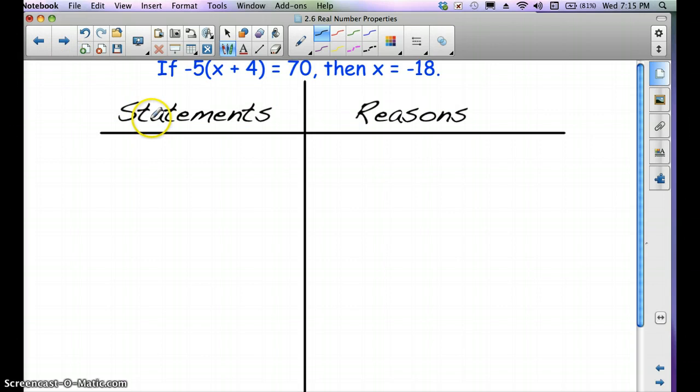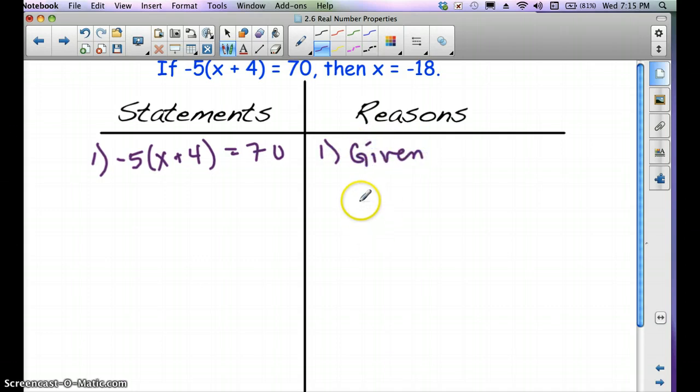So this is how an algebraic proof works. We're going to solve this equation to prove that the answer is x equals negative 18. All we're going to do is solve it over here, and then put our reasons here. This is really good for writing down every single step. We can't skip any steps. So first we're going to write down negative 5x plus 4 times the quantity (x plus 4) equals 70. And that's given to us, so we're going to write given.